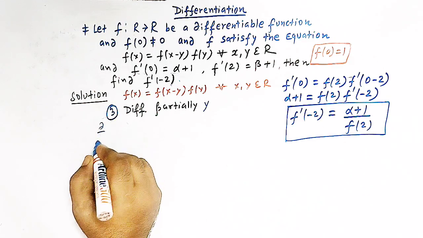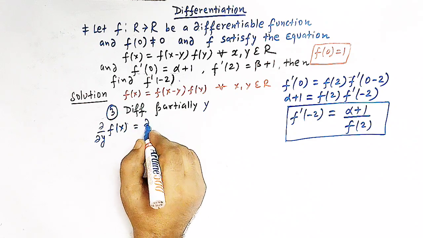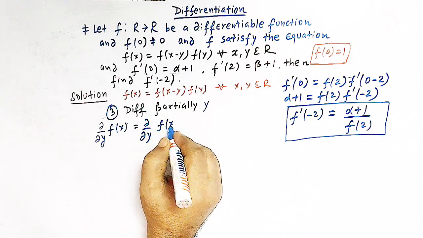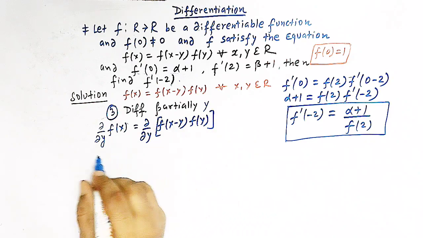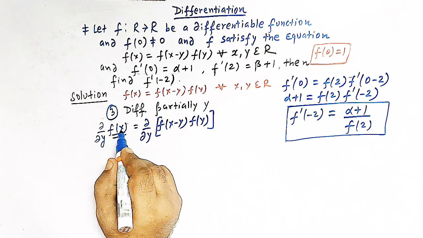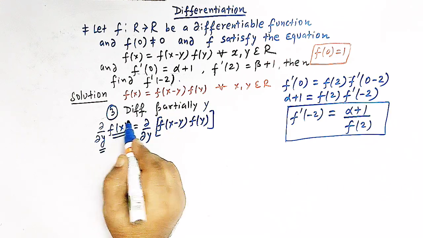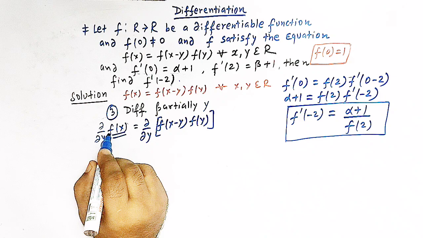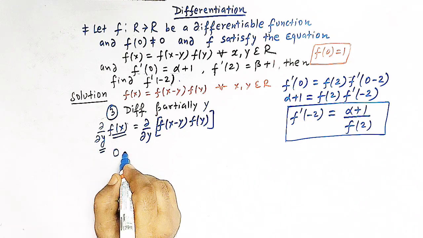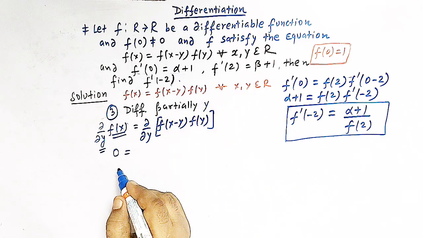So now we can write del of del y, and here we have f of x, and then we have del of del y, and here f of x minus y, f of y, right? Now see, on the left hand side f of x is a function of x only, and here we have to differentiate f of x with respect to y. So we are now taking x as a constant, right? So the derivative of f of x with respect to y must be equal to 0, because when we differentiate partially with respect to y, x is treated as a constant.